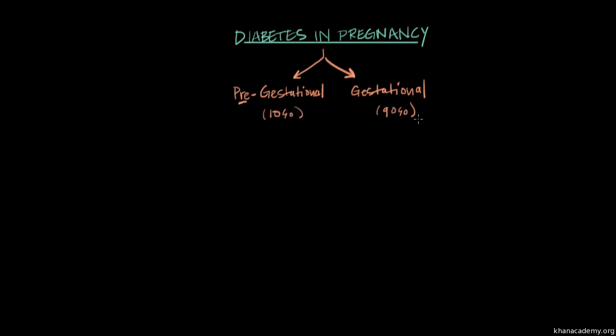So there's something about pregnancy that makes women more susceptible to developing diabetes. And we'll discuss exactly what that is in just a bit. But firstly, why do we even split up diabetes into these two different groups?